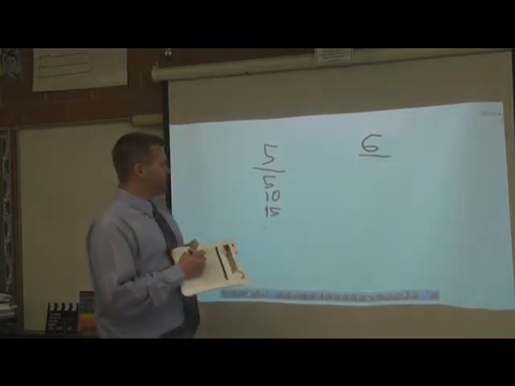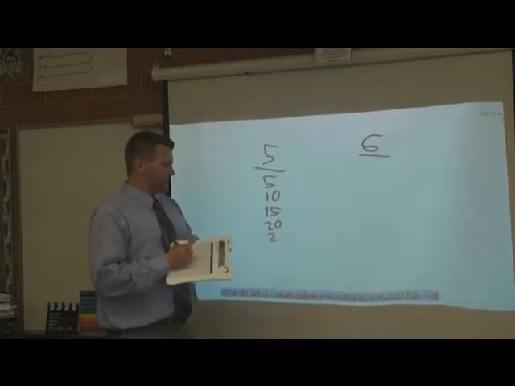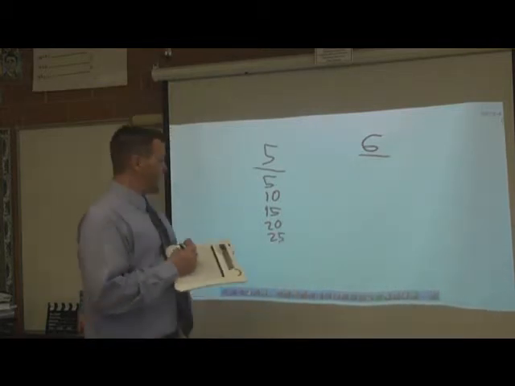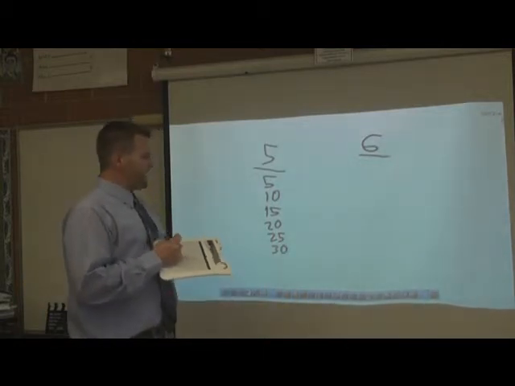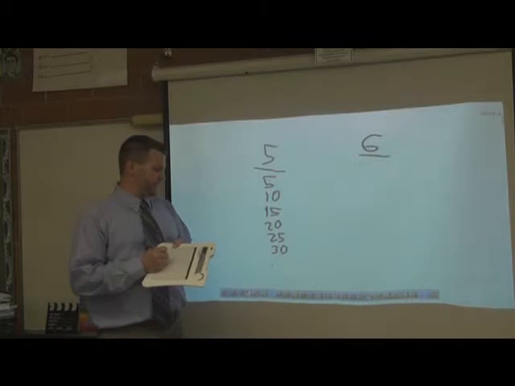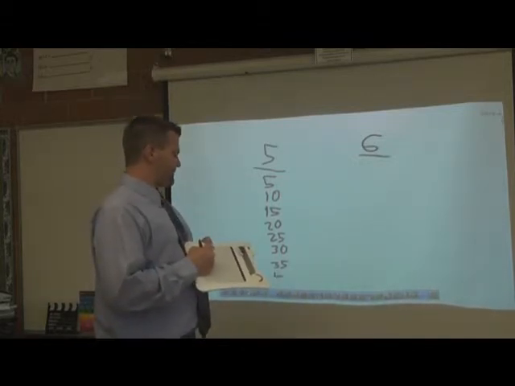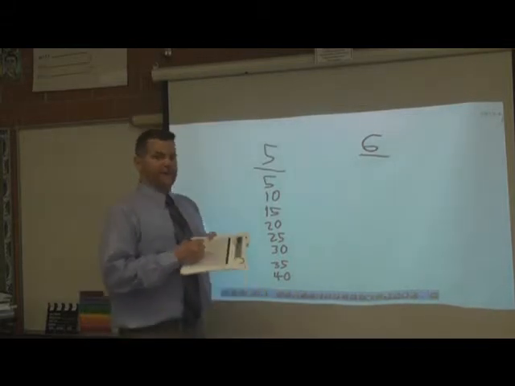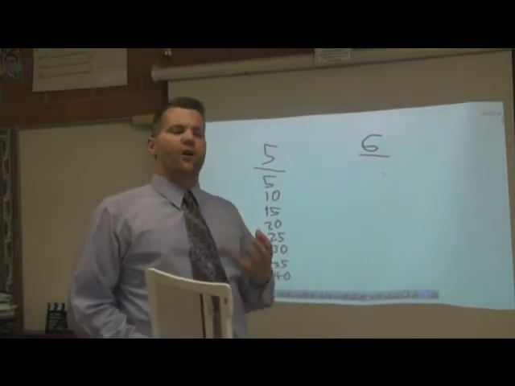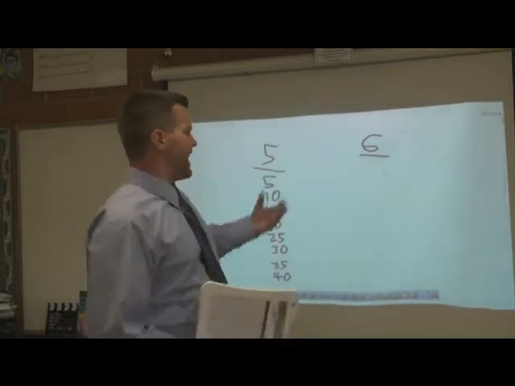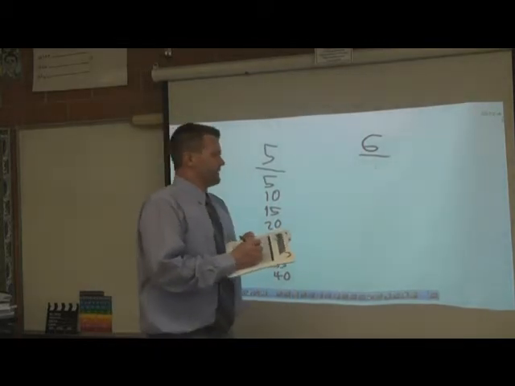5 times 4 is 20. 5 times 5 is 25. 5 times 6 is 30. 5 times 7 is 35. 5 times 8 is 40. We could keep going, but let's see if we can find a least common multiple that they have in common here. Let's multiply on the other side and see what happens.